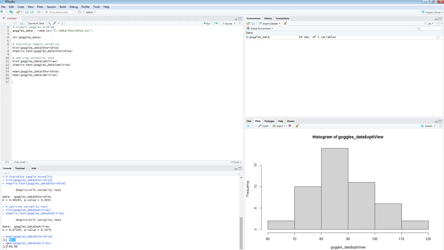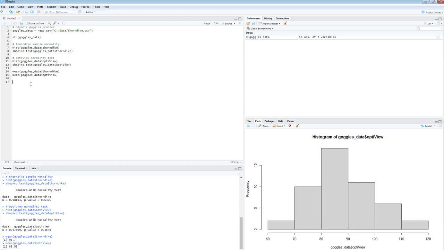Our job here is to find the p-value, or the likelihood. How likely is it to see that big of a difference, about 5 meters between them, if one is not really better than the other? How likely is it to see that big of a difference if the null is true and Thorndike does not supply better goggles than the OptiView? That's essentially what the p-value is.